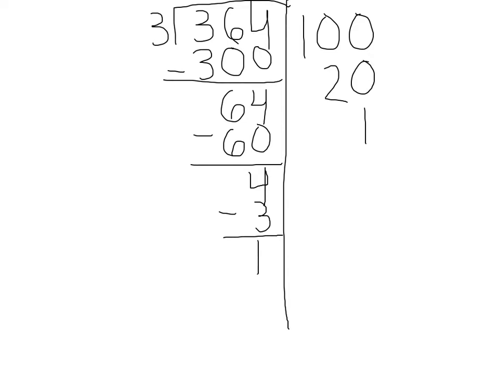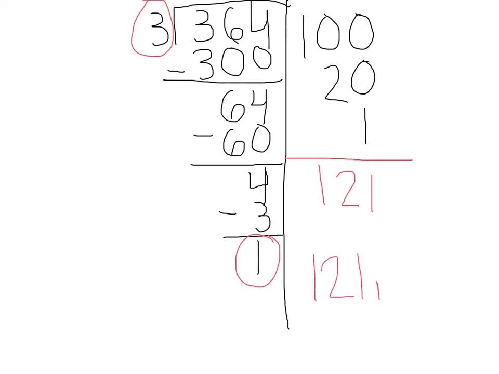All right, now I'm left with 1 over here. I know that I can stop because the number that I'm left with is smaller than my divisor of 3. So that's how you know when you're done. So now I need to add up my partial quotients on the side over here. So I'm going to add up 100, 20, 1. So my answer is 121 with a remainder of 1.